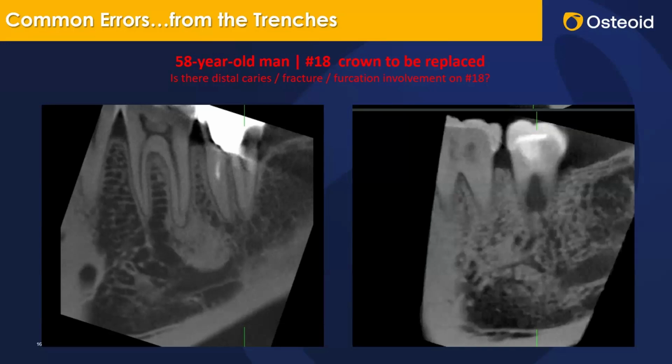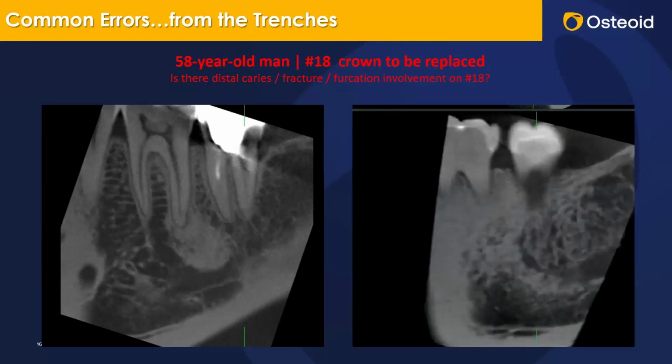Now, the image on the right-hand side is a subsequent image post-operatively, you can see that the crowns are somewhat different. But before we do that, there was a concern from the cone beam on the left-hand side. Was there distal caries? Was there, in fact, a fracture, as we can see, which goes through the distal root? And is there any furcation involvement on number 18 before the crown is performed on that particular tooth?